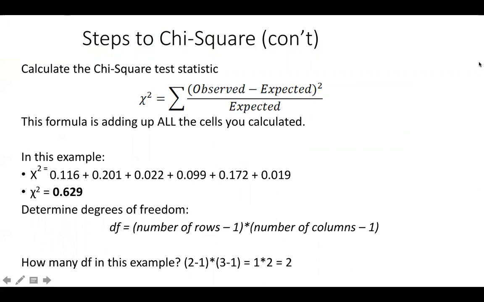So in our example, if we think about rows, this was our gender variable. So we had two values here. We had men and we had women. So 2 minus 1 is 1. Then if we think about number of columns, we had 3 different values of our vote choice variable, Clinton, Trump, and other. So here we have 3 minus 1 is 2.